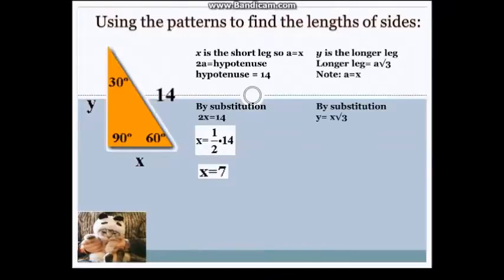Y is the longer leg. The longer leg is equal to a square root of 3. But note that a is equal to x. So by substitution, y is equal to x square root of 3. As a result, y is equal to 7 square root of 3.